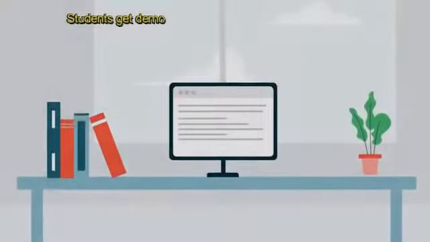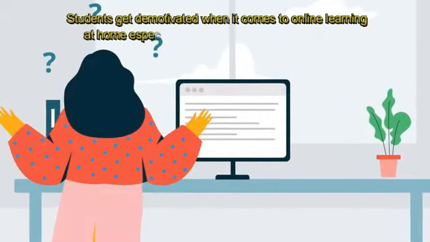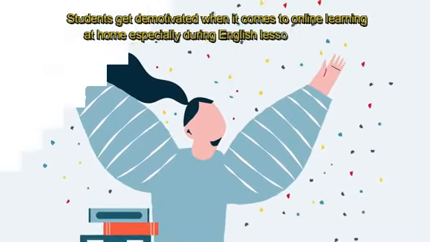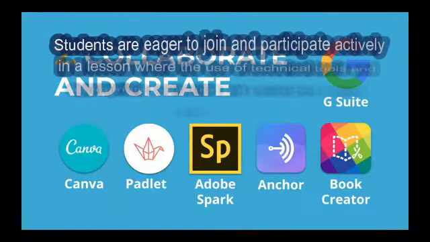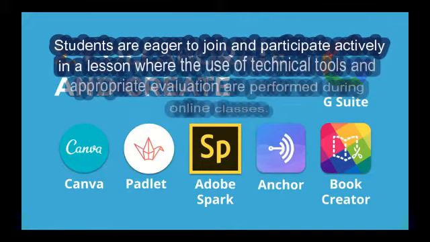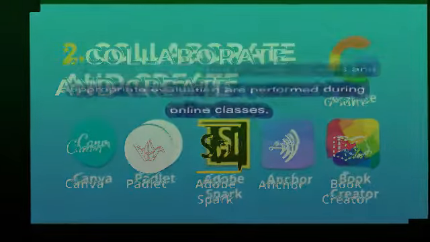Students get demotivated when it comes to online learning at home, especially during English lessons, because they are not comfortable with it in the new norm. Students are eager to join and participate actively in a lesson where the use of technical tools and appropriate evaluation are performed during online classes.